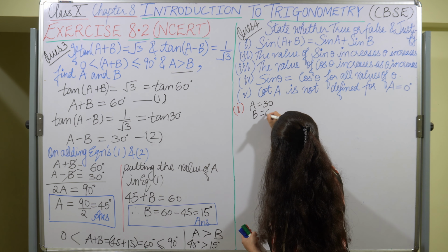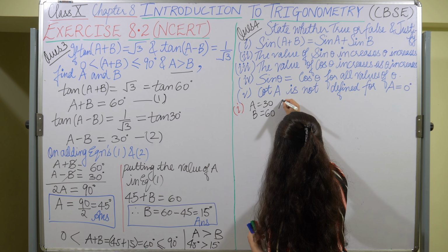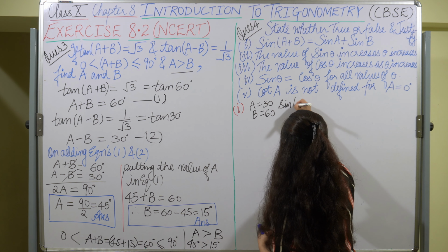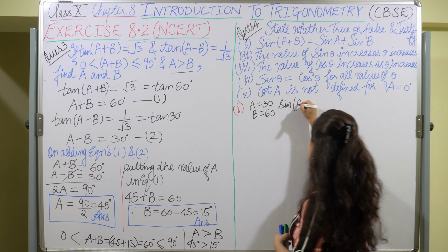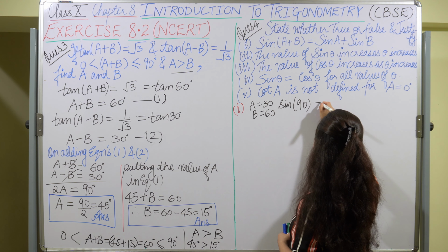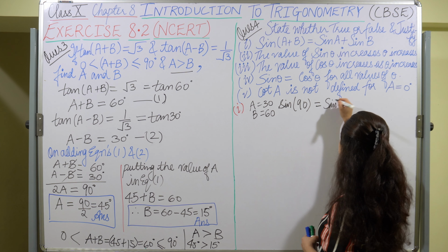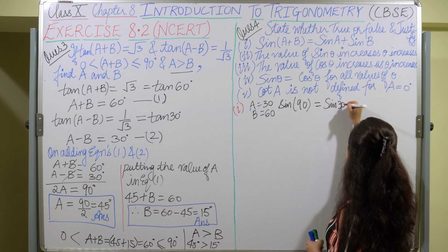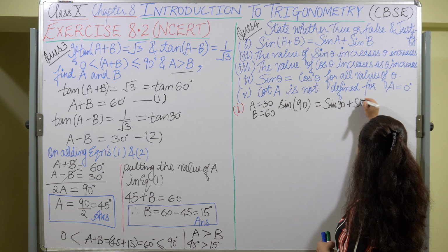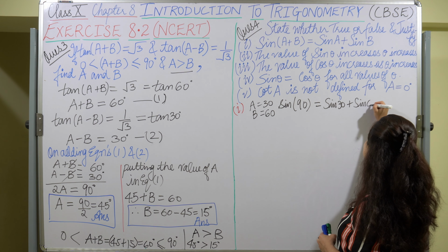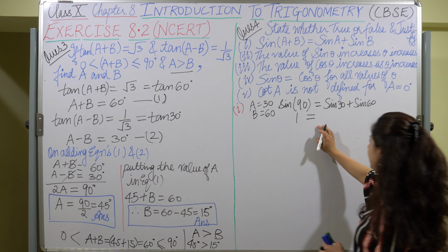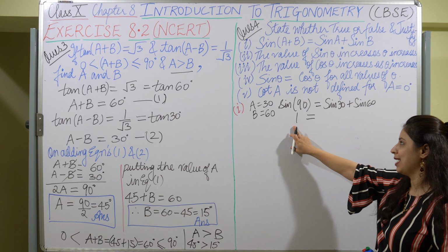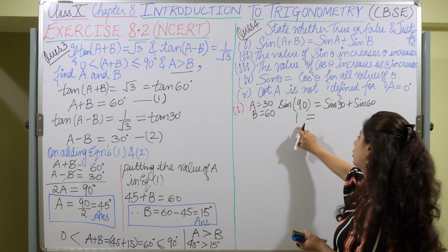B to be 60. So sin(A+B) will be sin 90, since 60 plus 30 is 90. And sin A will be sin 30 and sin B will be sin 60. Now sin 90 is 1. So my LHS, the left hand side, is coming 1.